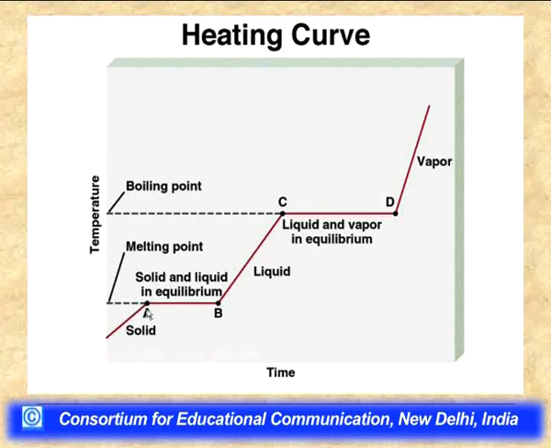Now the question arises, what occurs at point A, so that the temperature of the system continues to remain constant till point B is achieved. Basically, point A represents the melting point of a substance, and therefore if you continue to heat the system, at the melting point the substance will start liquefaction, that is, the solid to liquid transformation will take place.